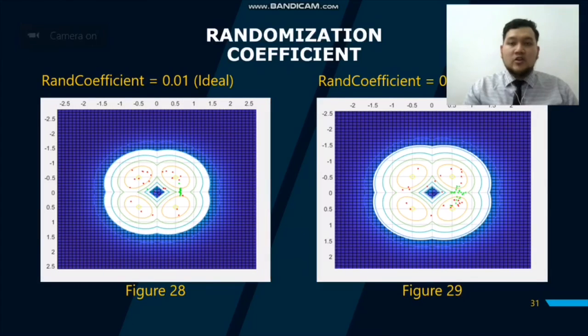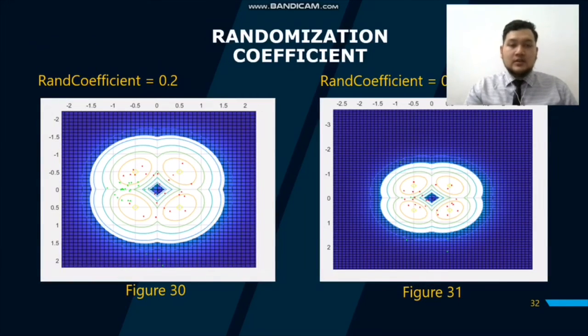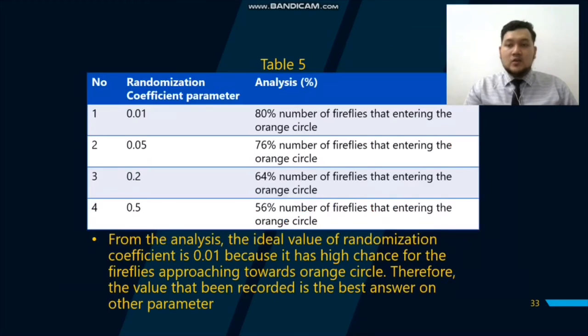Lastly, I change the randomization coefficient parameter, where I set it first to 0.01, second 0.05, third 0.2 and lastly 0.5. From the analysis, the ideal value of the randomization coefficient parameter is 0.01 because it has a higher percentage, which is 80% of the number of fireflies entering the orange circle. Therefore, the value that is recorded is the best answer for the other parameters.